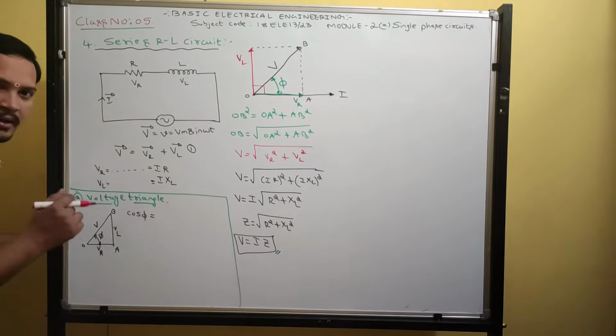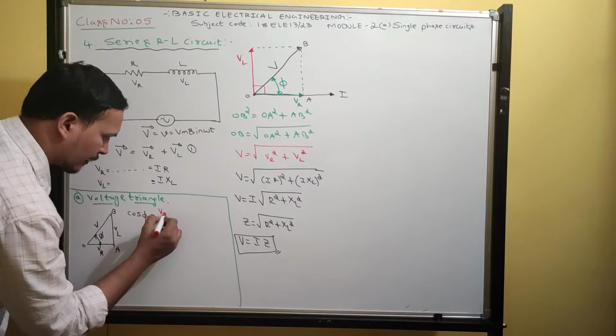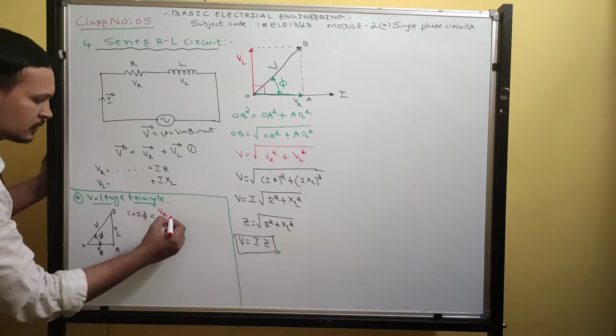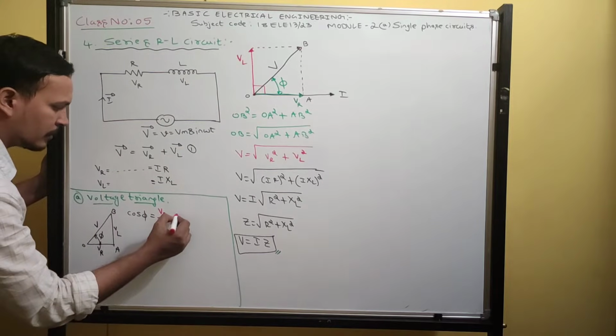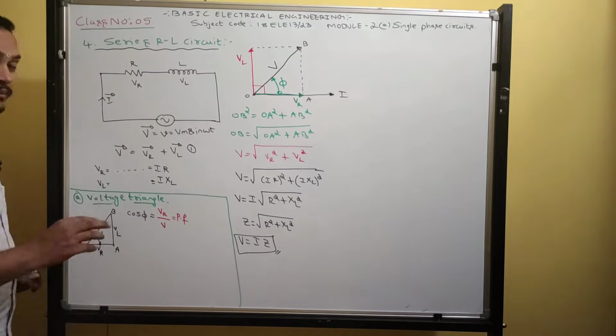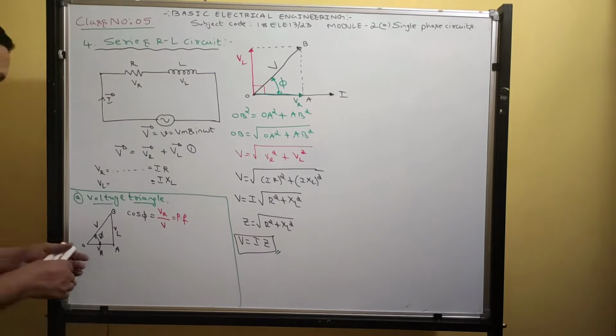What is cos phi? Adjacent by hypotenuse. What is adjacent? VR. What is hypotenuse? V. So this is the equation for power factor. You can find the power factor of the circuit by knowing the voltage values. Okay, this is one type.